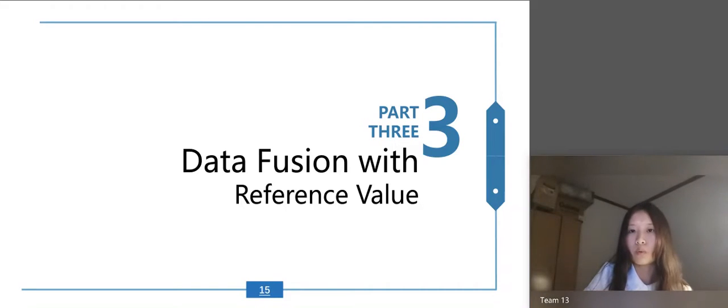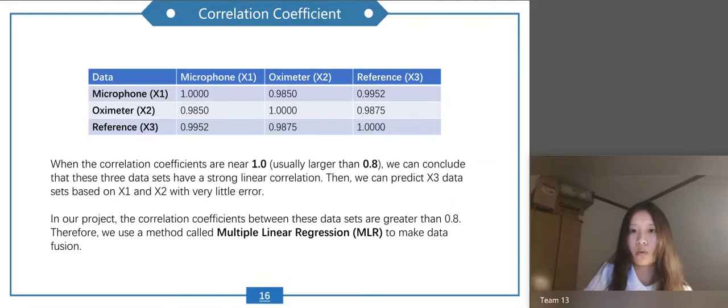Hello everyone, I'm Wenwen. Now I'm going to make an introduction about data fusion with reference value. To begin with, we calculate the correlation coefficients of these three datasets, and by observing the results, in our project, the correlation coefficients are greater than 0.8, and we can conclude that those three datasets have a strong linear correlation. Therefore, we use a method called multiple linear regression to make the data fusion.